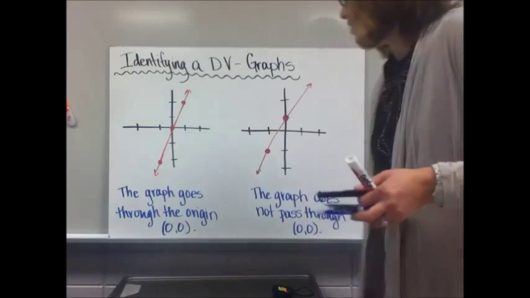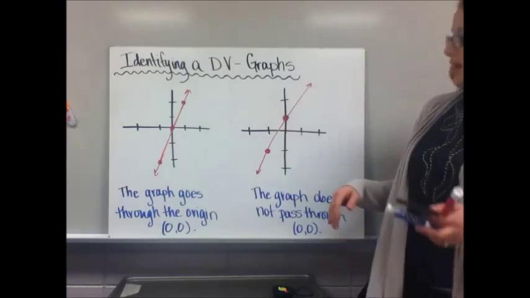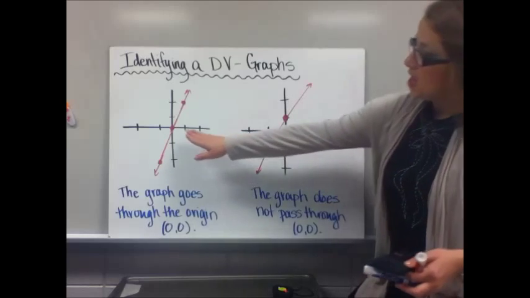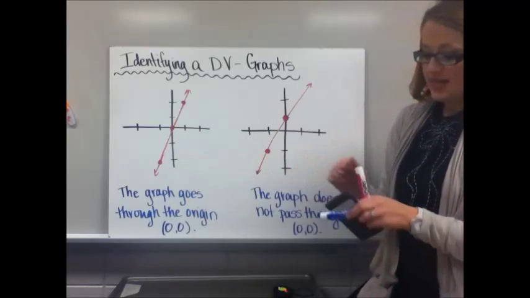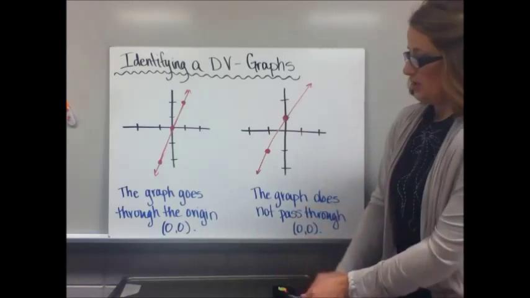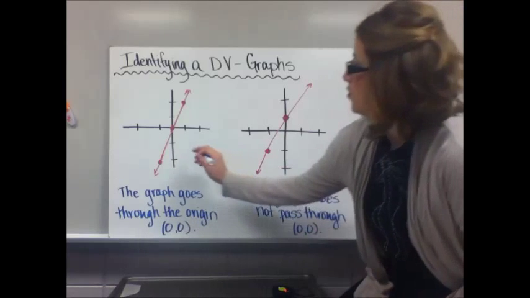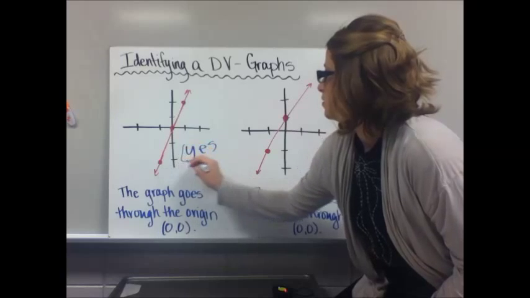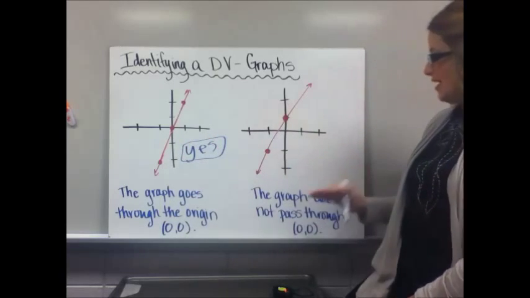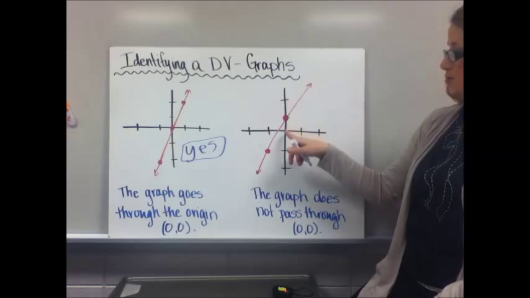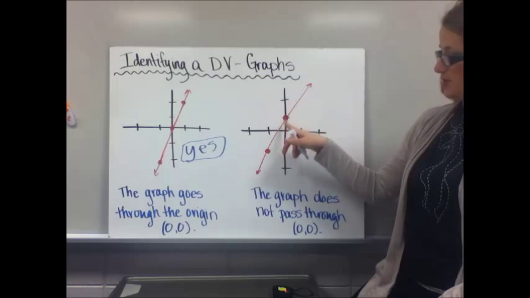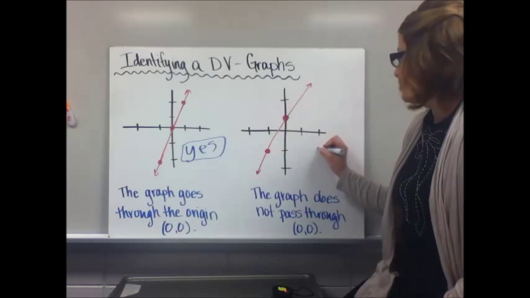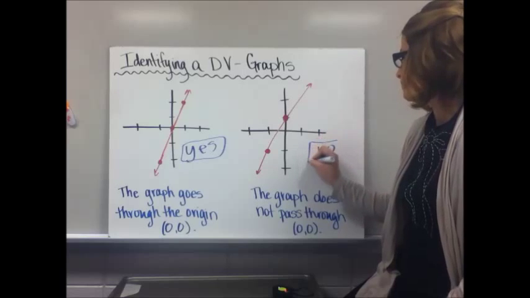And the third way to identify direct variation is using a graph. When it goes through the origin, yes, it is direct variation. The graph goes through the origin, so this one is a yes. For the second graph, this graph does not pass through the origin. Its y-intercept is up a little bit at +1. So this one is a no.